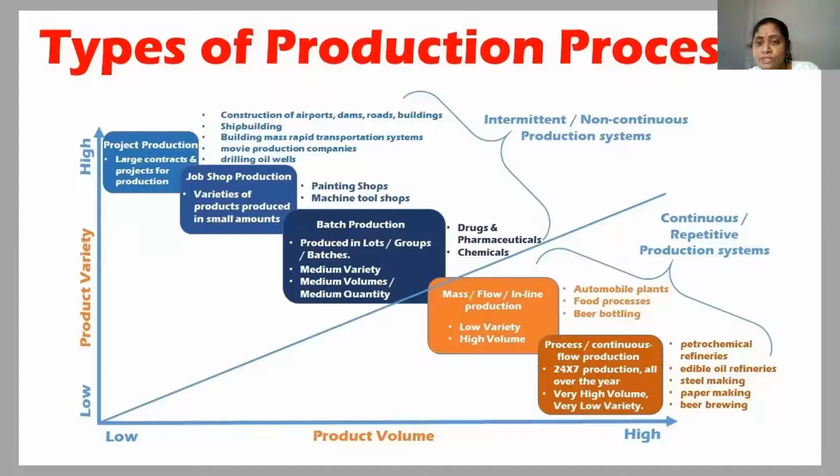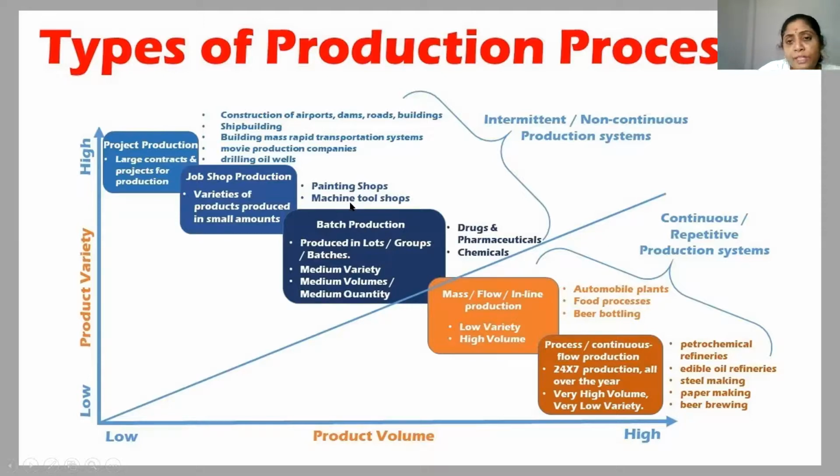Types of production processes. Just have a glance, you'll get an idea about all the said production processes. Under continuous, we have discussed mass production. The other one is process production flow. Under process production flow, we can see petrochemical, edible oils, steel making, paper making, beer brewing. Under mass production flow, automobile plants, food processors, beer bottling are quite good examples.